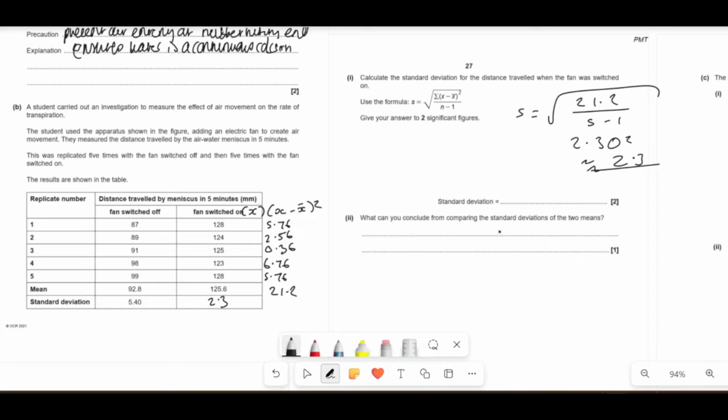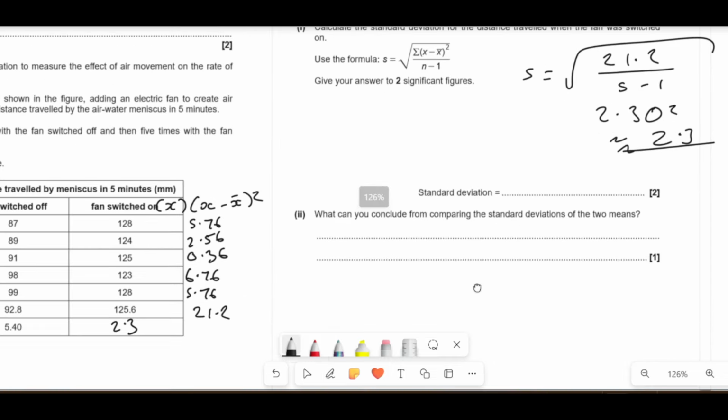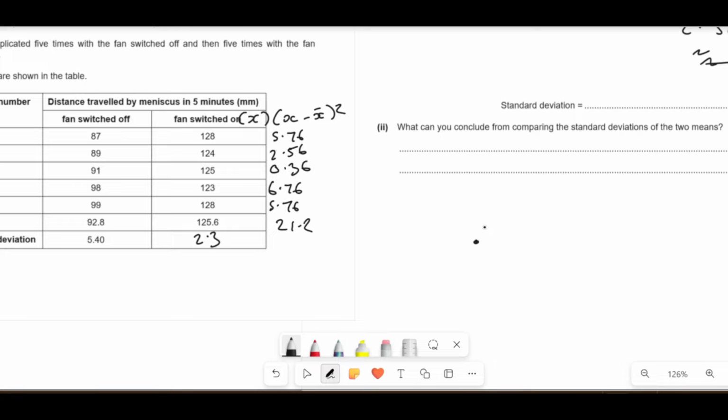So then it says, what can you conclude from comparing the standard deviation of the two means? The standard deviation means how much spread there is of all the results around the mean. It's not the same as the range, because for example, the range above the mean might be shorter than the range below. There's more values below than above. So what standard deviation does is put the mean in the middle and then show you the spread of the results around it.